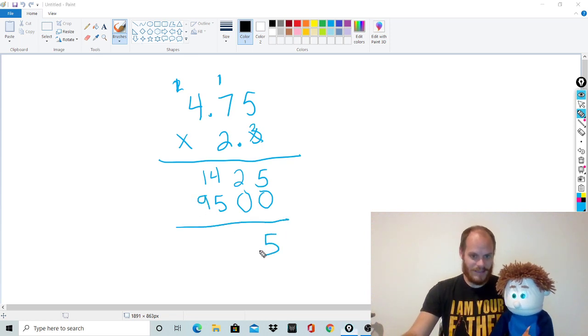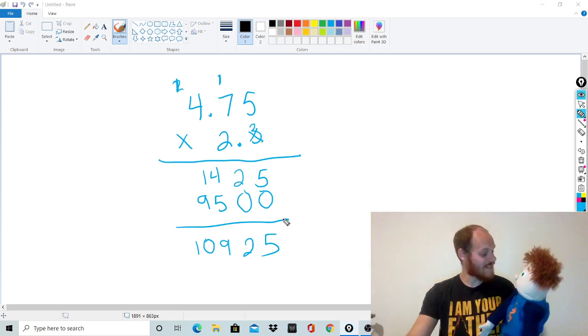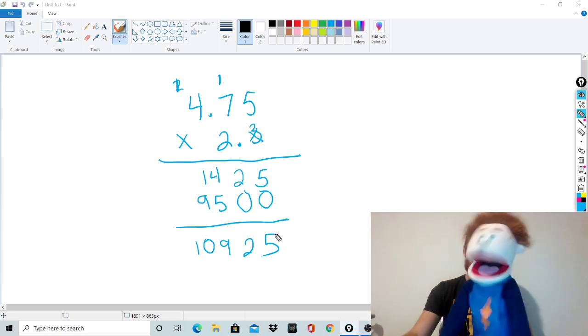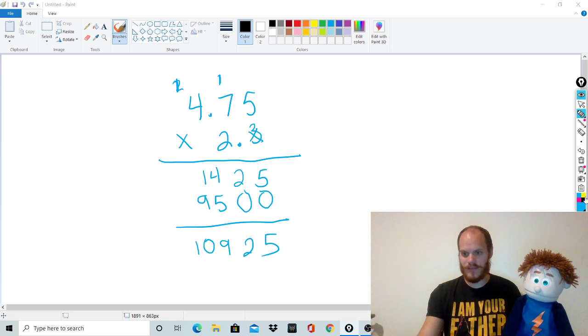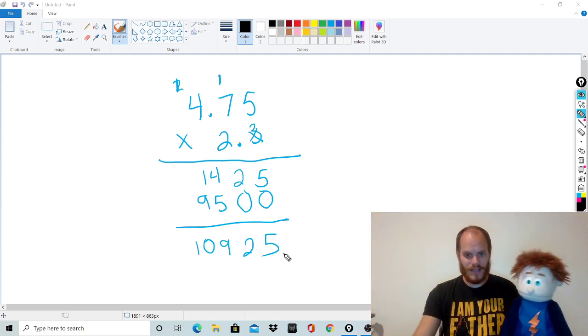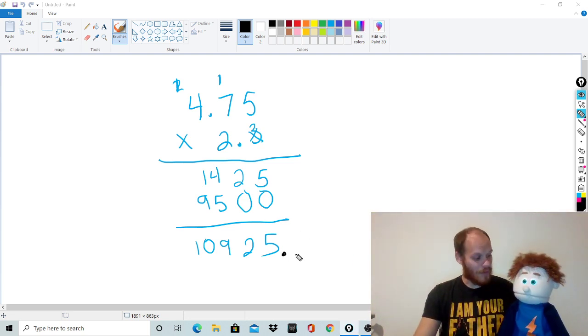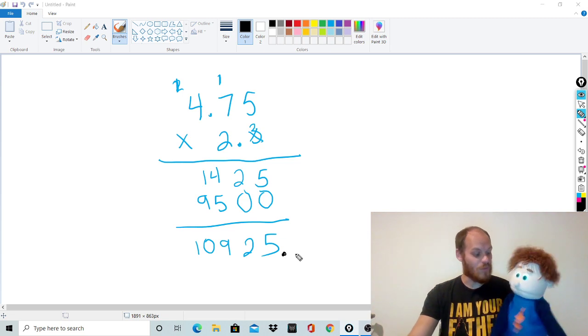Now I'm going to add these. Now keep in mind, Tommy, we just talked about where my decimal point is in this hidden one. All the way to the right. Exactly, all the way to the right. So we're going to put that all the way to the right right here, okay? But we're not done with the problem, right? Because we have to remember we have to move that decimal.